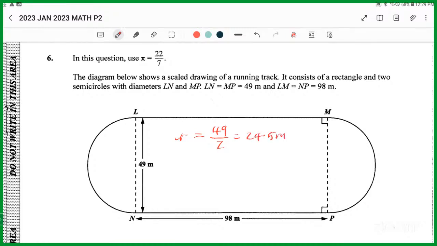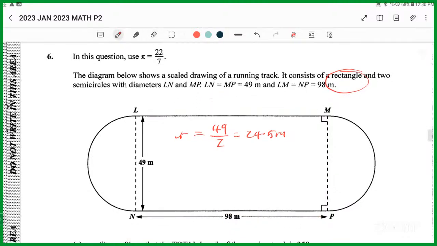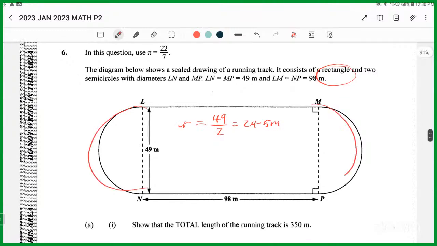24.5, right? Of these semicircles. The 2 half circles make a whole circle, don't they? When they say that this length is 98, over here is 98 as well, because they say it's a rectangle. The 2 sides are 98 across here, right? 98 and 98. And then this and this together make a circle.